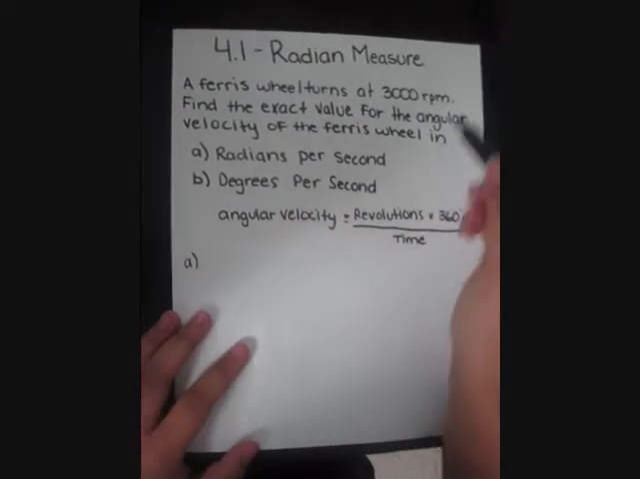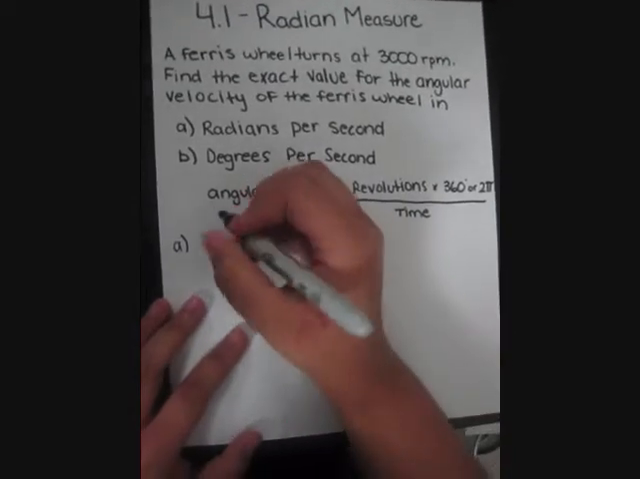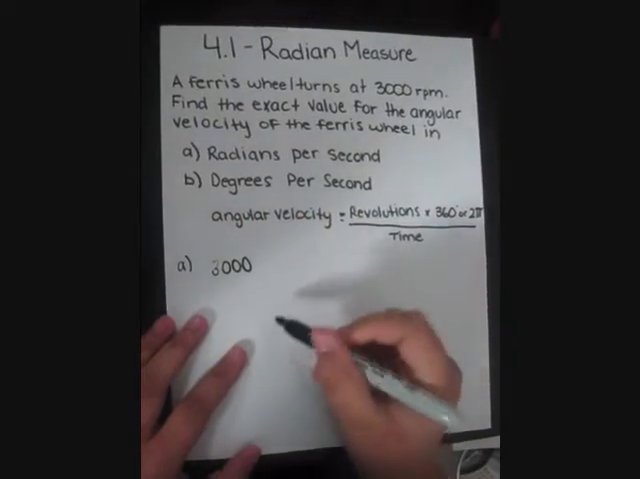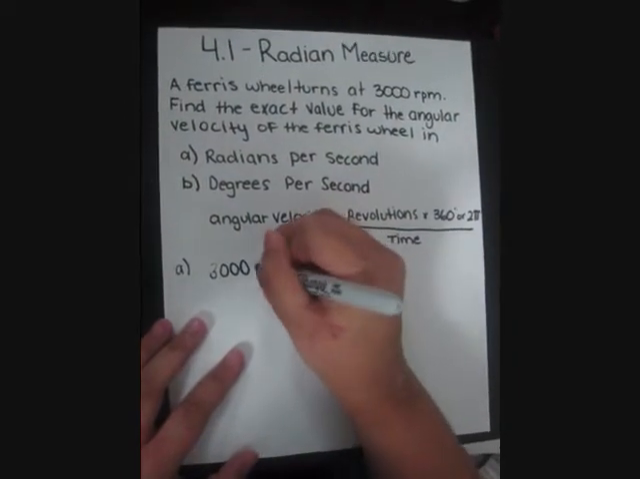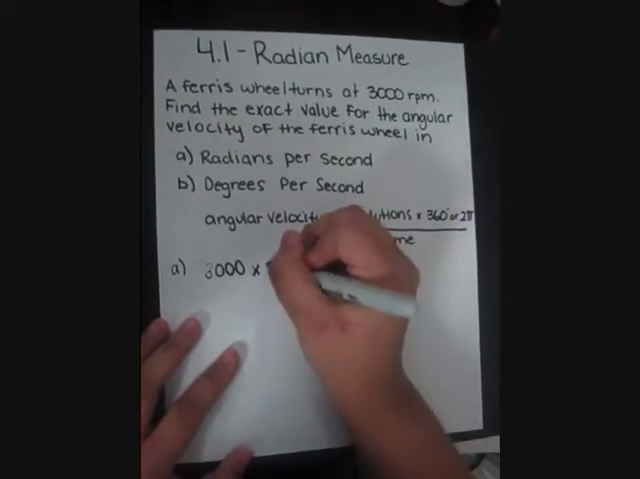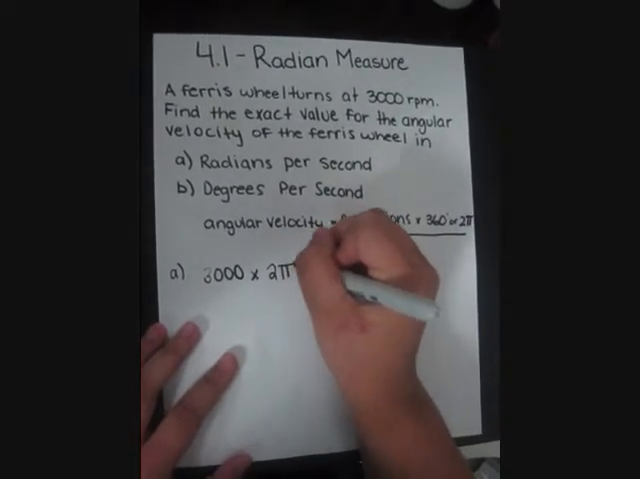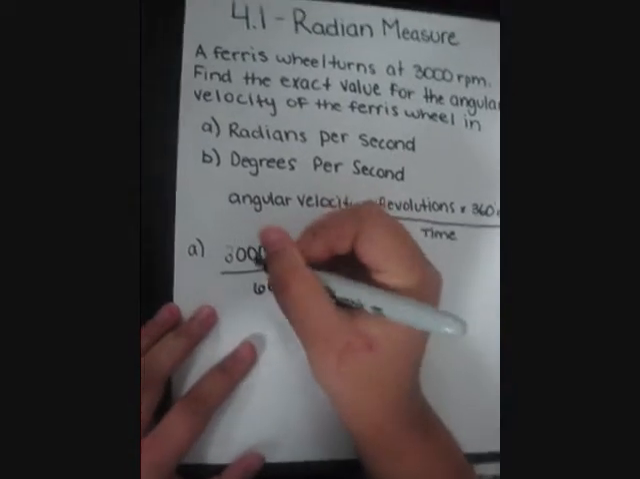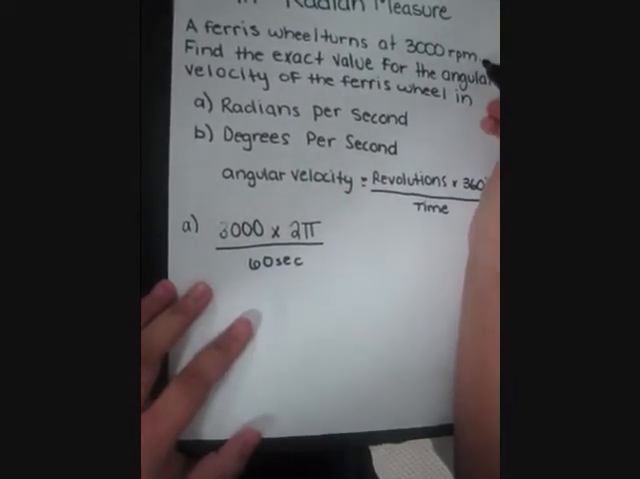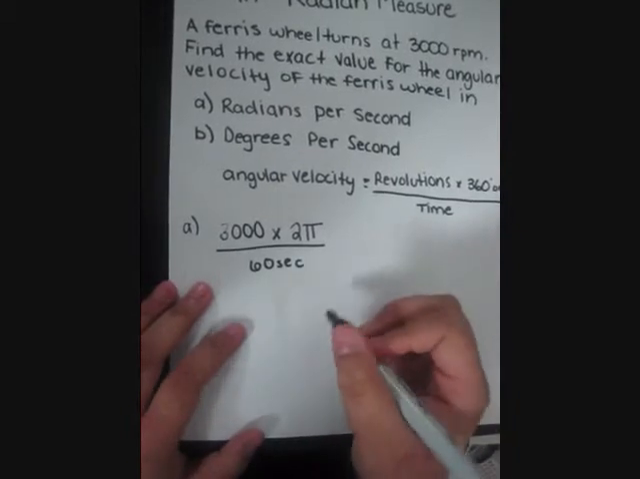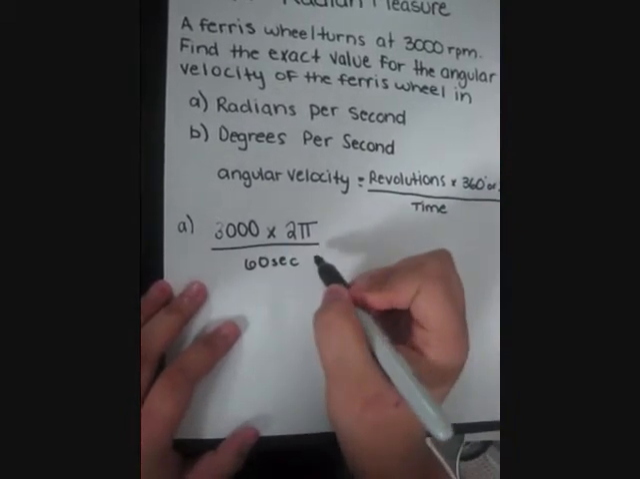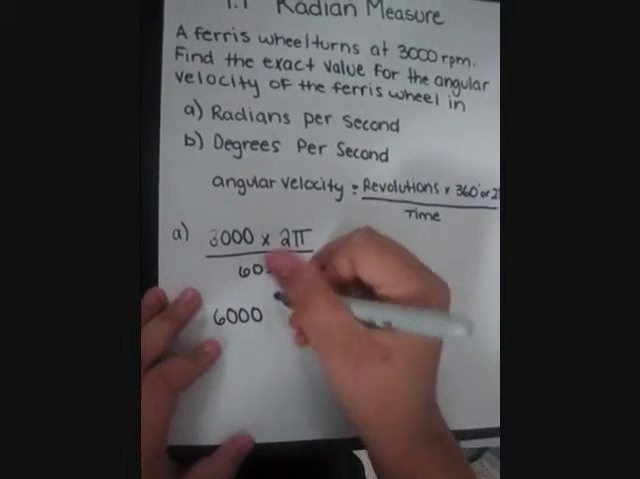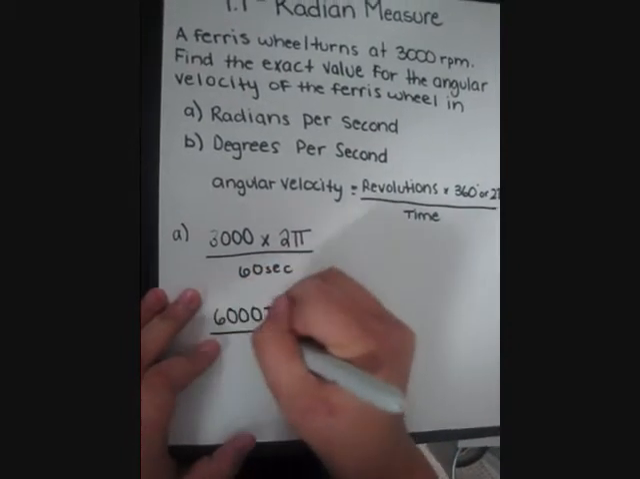So for A, let's take the revolutions, which is 3,000, and then you multiply that by 2 pi, because we're looking for radians, like I said before, all over 60 seconds, because it was 3,000 revolutions per minute, and there's 60 seconds in a minute. So you multiply 3,000 by 2 pi, which equals 6,000 pi, all over 60 seconds.